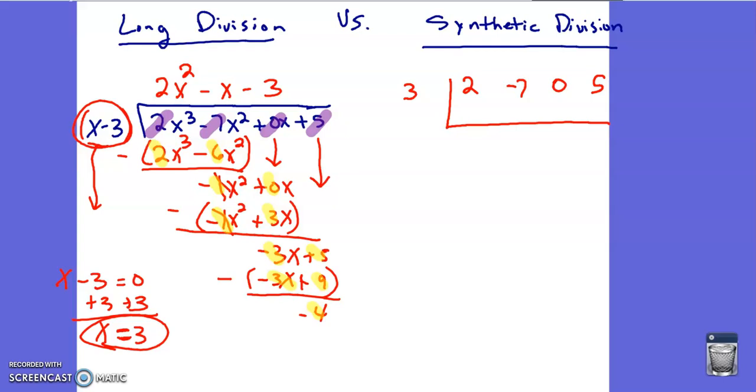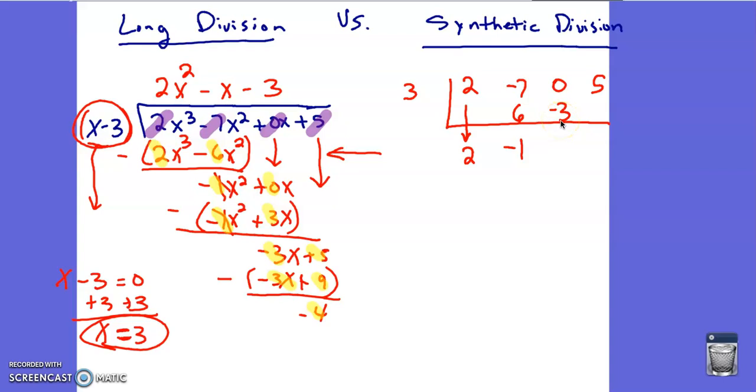So as a refresher, we're going to bring this 2 down. Then we're going to multiply 3 times 2 is 6. We're going to put it in the next column. And again, you can follow along; this is where I'm getting these numbers as well. Then I'm going to add this column, that's negative 1. And then 3 times negative 1 is negative 3.